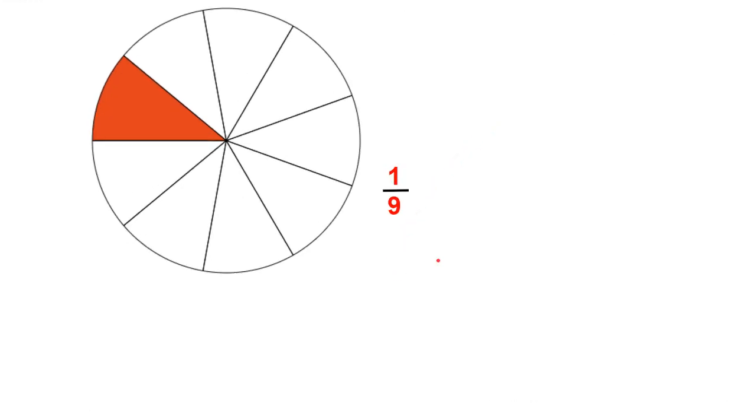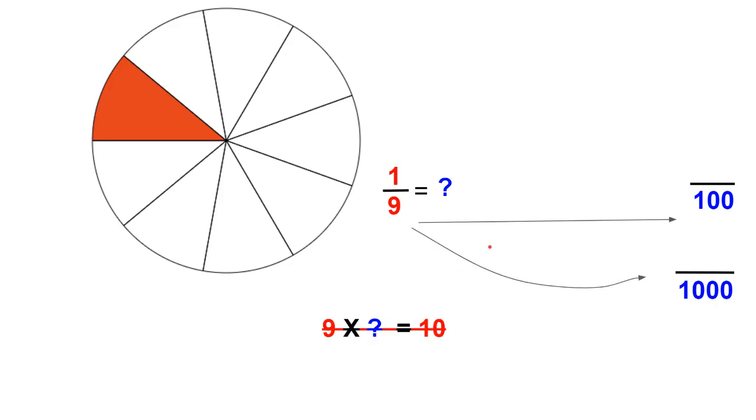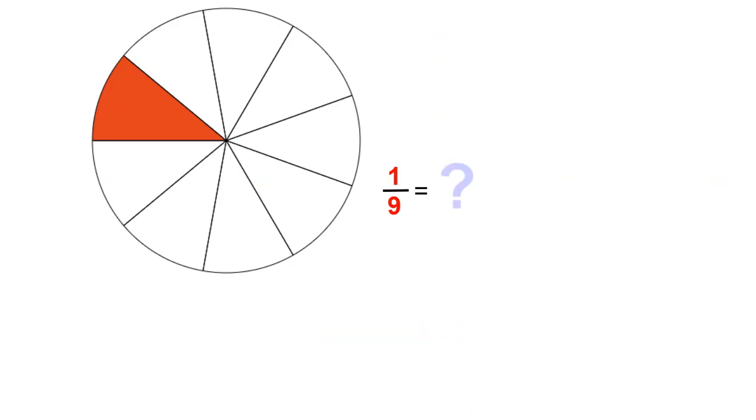1 over 9. Again, it cannot be 9. It's not a multiplication of 10, no 100, neither 1,000. So, again, we use the second technique. Long division. 1 cannot be divided by 9, so we write 0 point something and we add a 0 to the 1. 10 divided by 9. That's 1. 1 times 9 is 9. And we're left with 1.